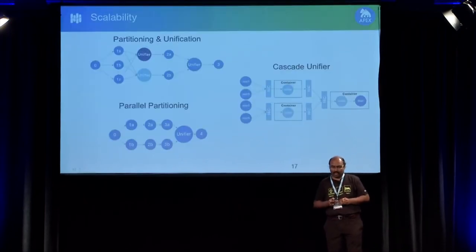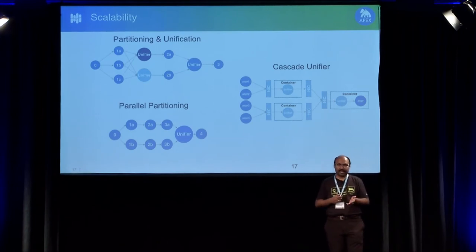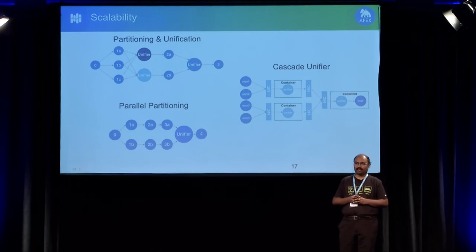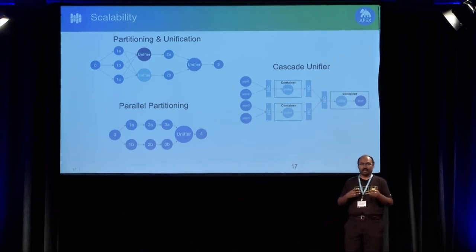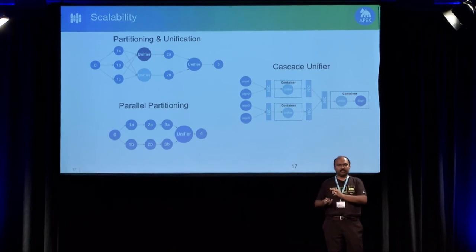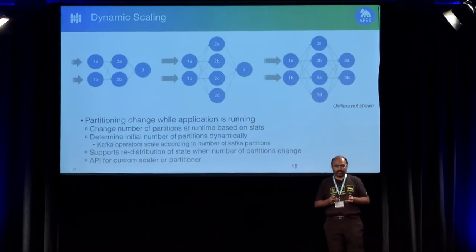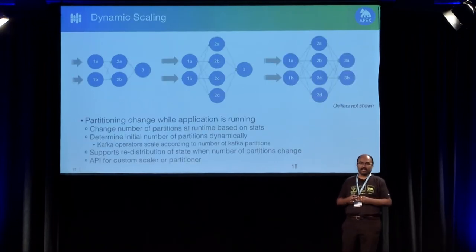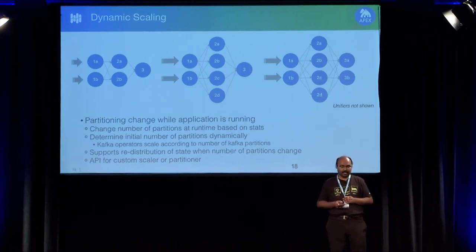Okay, so how was scaling achieved? As you know, Apex supports different kinds of scaling mechanisms. You have the default scaling, where you can scale each stage independently. You can do parallel partitioning. You can also aggregate the results of all these partitions in a scalable, sustainable way with cascading unification. And then of course you have dynamic partitioning, which lets you, for things like Kafka, elastically scale up and down.